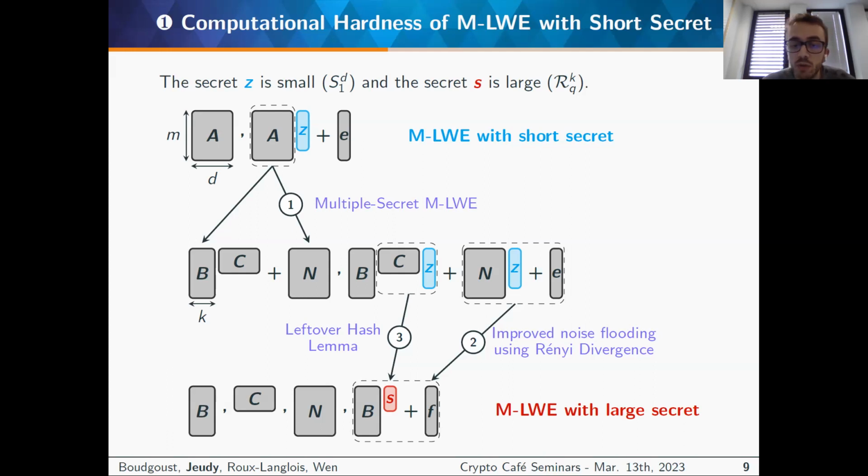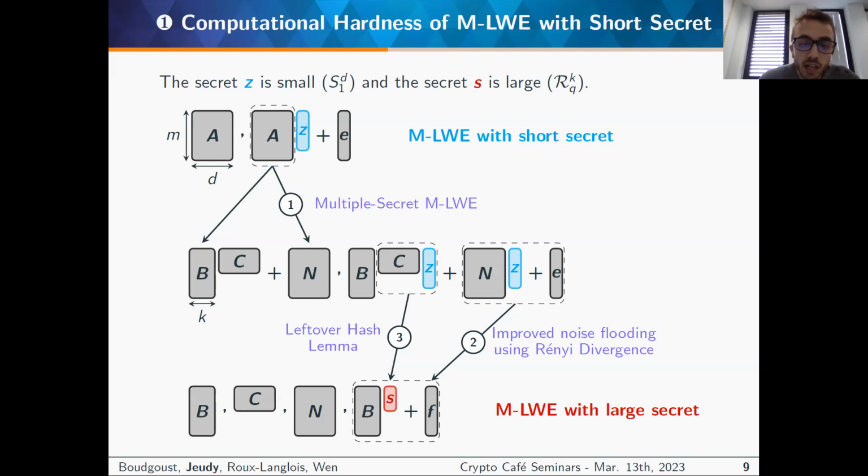So instead, what we use is an improved noise flooding argument using the Rényi divergence, which is much more compact. And essentially what we end up with is that the Gaussian parameter of E must just be larger than the norm of N times Z, which stays polynomial. And so now we can replace this N times Z plus E by some Gaussian vector F, which does not depend on the secret anymore.